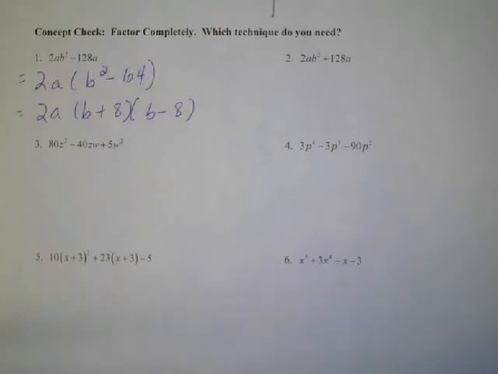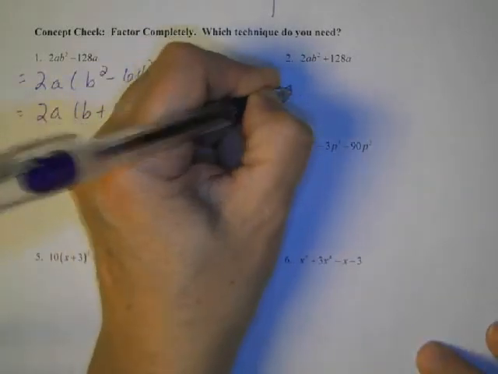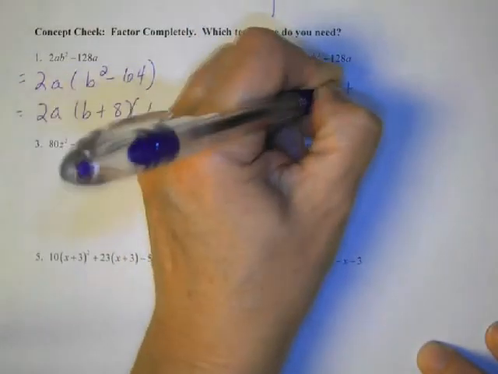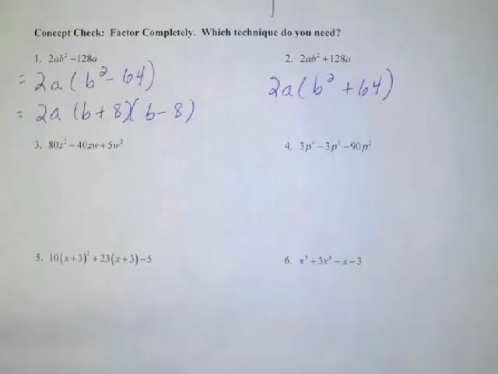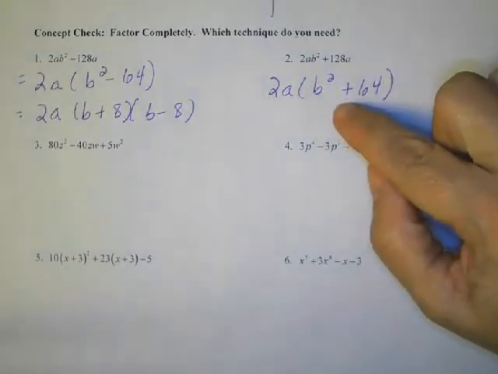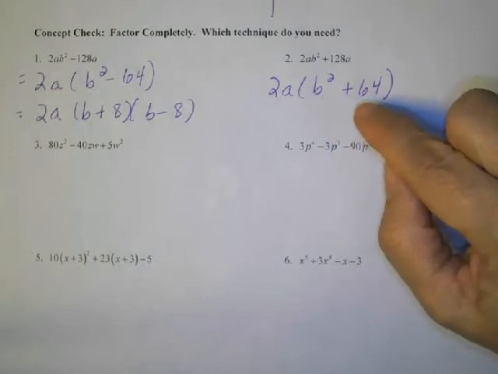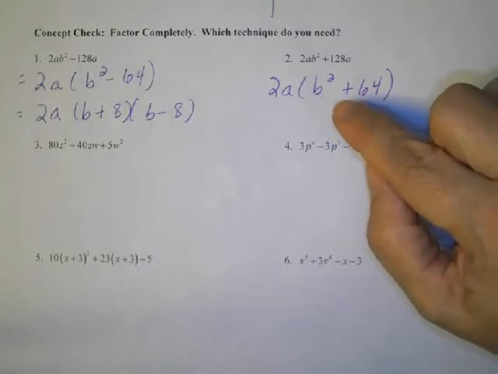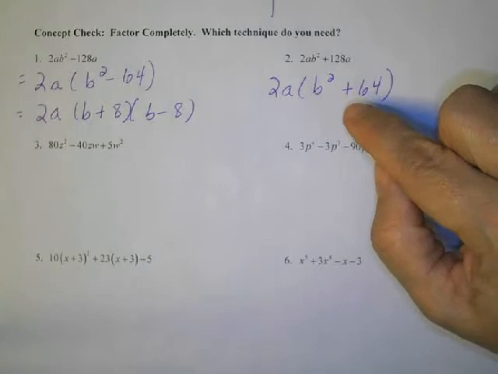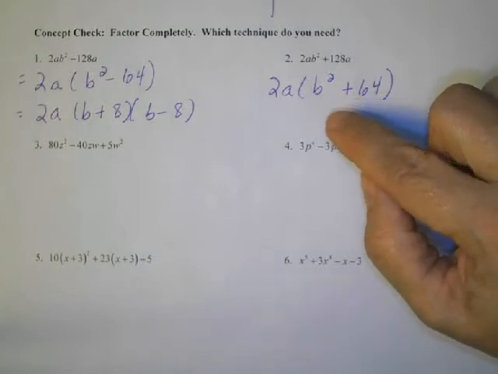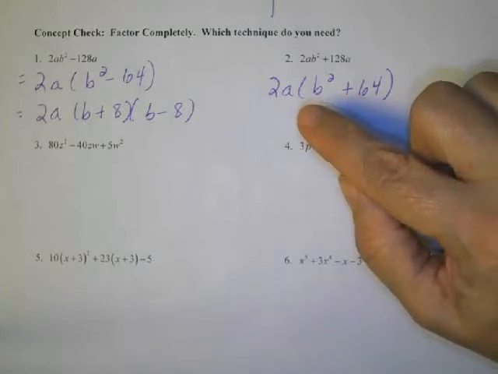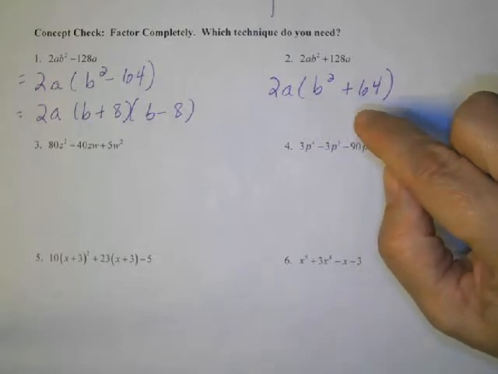2. Again starts with a GCF, the same as 1, 2a. But what's in my parentheses is not a difference of squares because I do not have opposite signs. So we said a binomial that carries the same signs is no longer factorable. This 2a is all that I can factor.